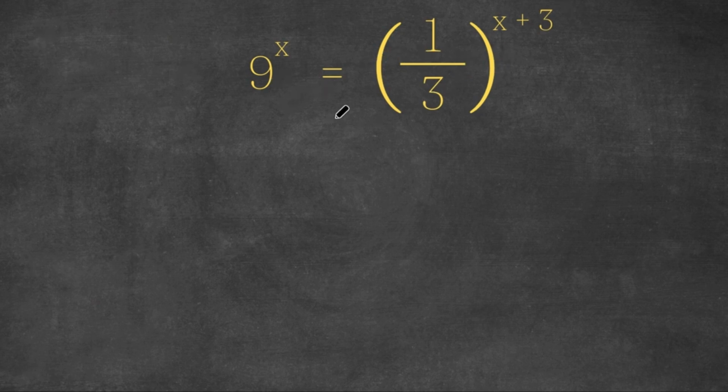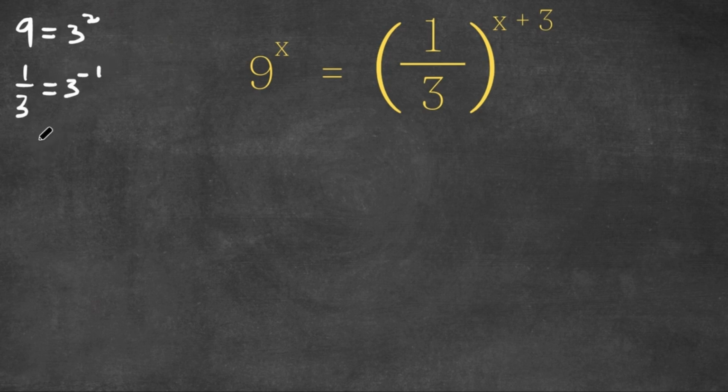Now, whenever we're solving exponential equations such as these ones, we always want to make the bases of the two terms the same. And right now, the bases are 9 and 1/3, which are nowhere near similar. So I'm going to change both of these bases to a common base, which is 3. So 9 is equal to 3 squared. And 1 over 3 is equal to 3 to the power of negative 1.